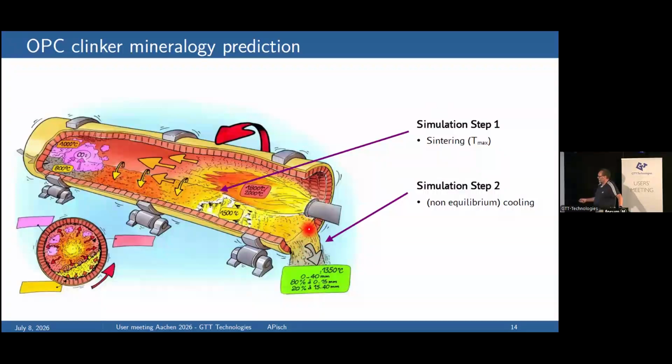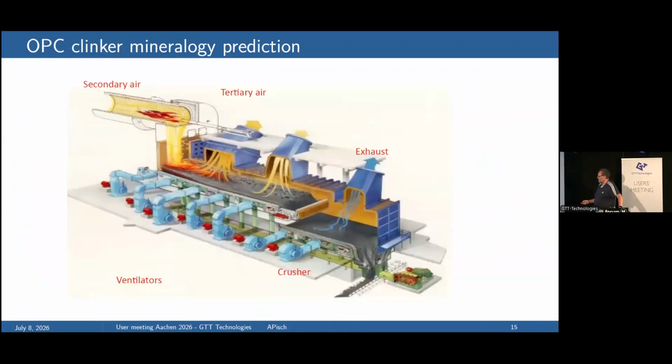And then on cooling, when it falls into the cooler, and here you see how a cooler works, the nodules fall onto a grate, and air is blown through this to the nodules in order to cool them down. This has two reasons. First of all, you want to cool them down quickly to fix the most reactive phase.